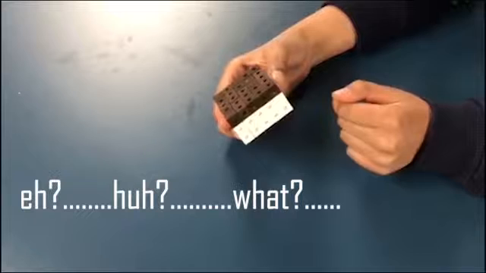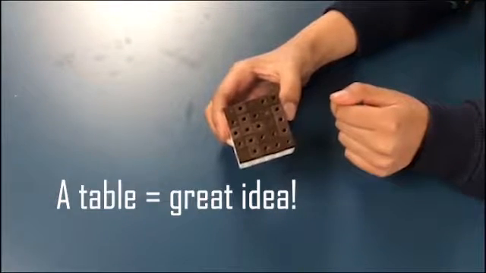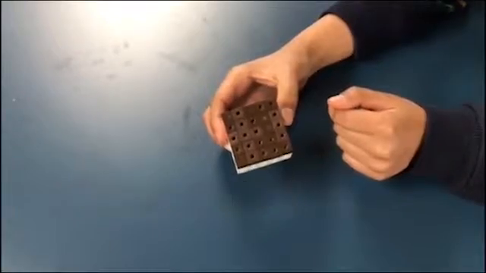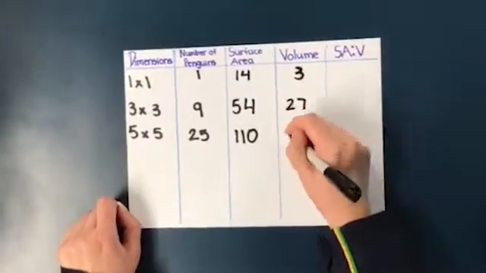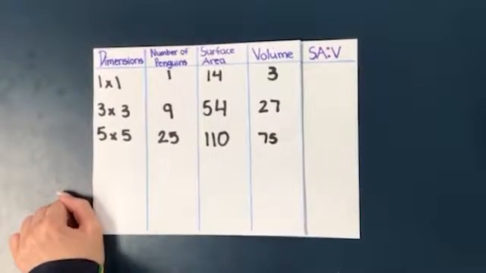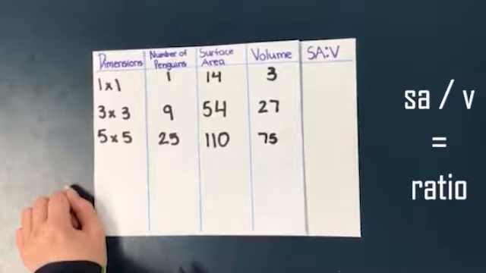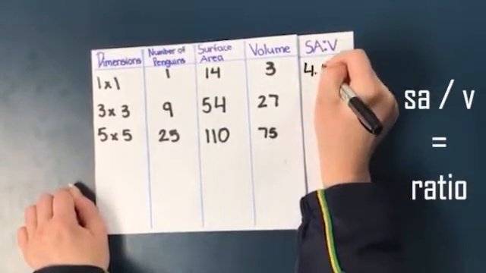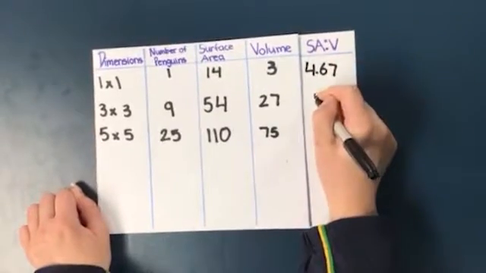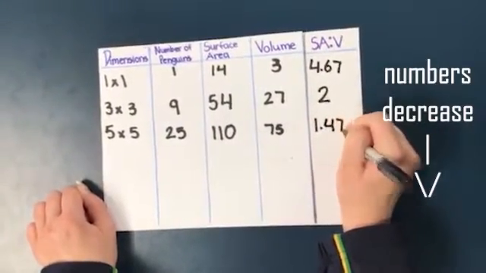This is getting confusing. I can't remember all these numbers. Why don't we write a table to show all this data? But how can we compare them? Maths can help. If we divide the surface area by the volume and find the ratio of surface area to volume, let's see what happens. I get it, the numbers are decreasing. But what does this mean?